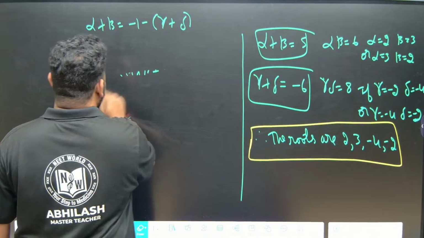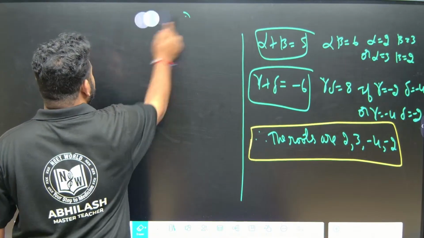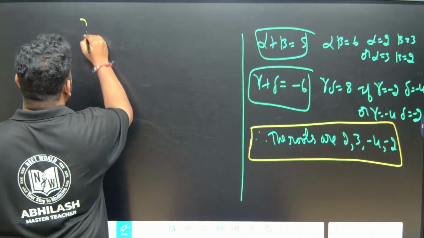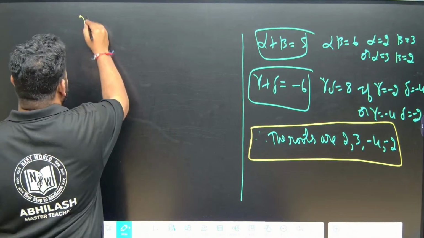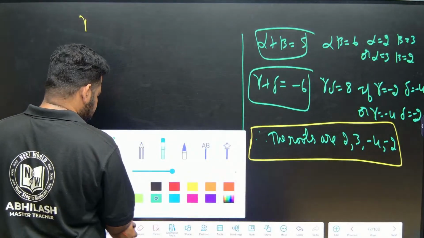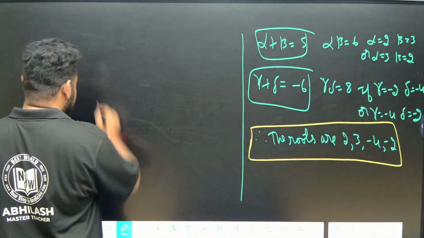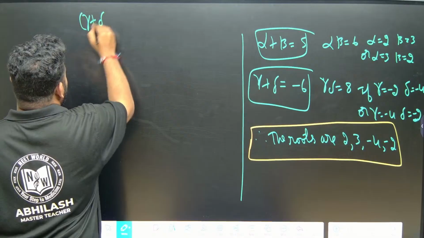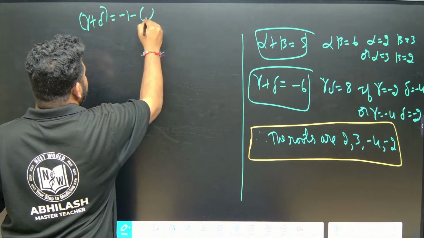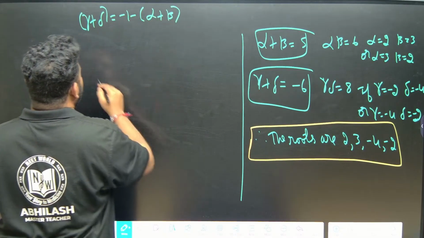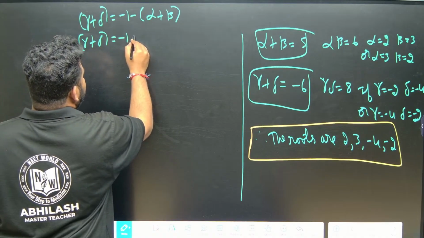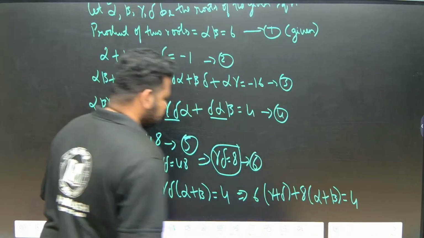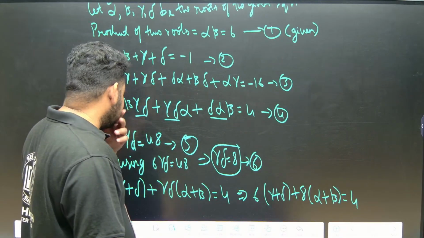See, if you want it in terms of gamma plus delta, I can write it as: gamma plus delta will become equal to minus 1 minus alpha plus beta. So gamma plus delta is equal to minus 1 minus, what we got here, alpha plus beta, correct na?